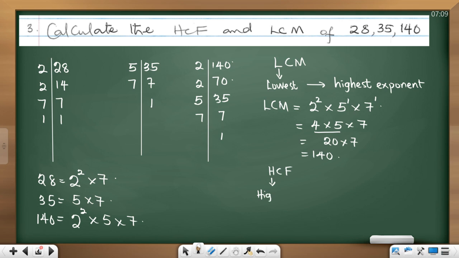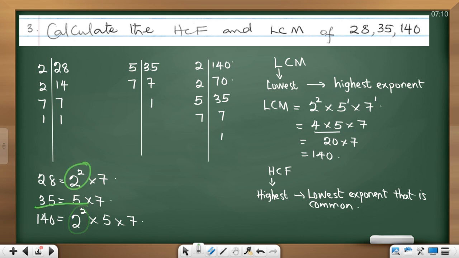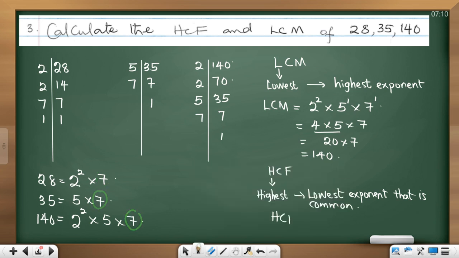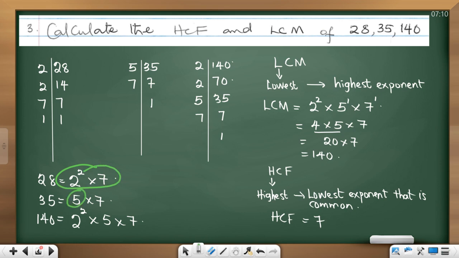HCF. Now, we are going to look for the lowest exponent, but watch this. It must be common to all of them. If I check here, there's a 2 here and here, but this doesn't have a 2. Wait, there's a 7 here, there's a 7. Oh, beautiful. I got my first one. So my HCF is 7. Let's check something here. There is a 5 here, but there is no 5 in another one, so 5 is out. It must be common. Now, let's check for the 7 with the lowest exponent. They are all 1, 1, 1. Oh, so I'm done. My HCF is 7.